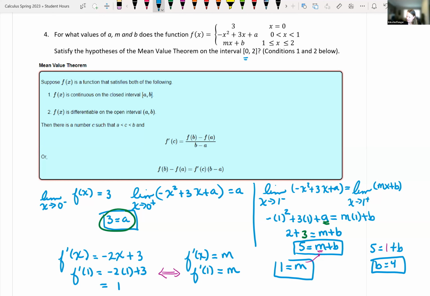So looking at this, let's say that this was worth 10 points. Problem 4 worth 10 points if you're grading this. So moving to the next question.